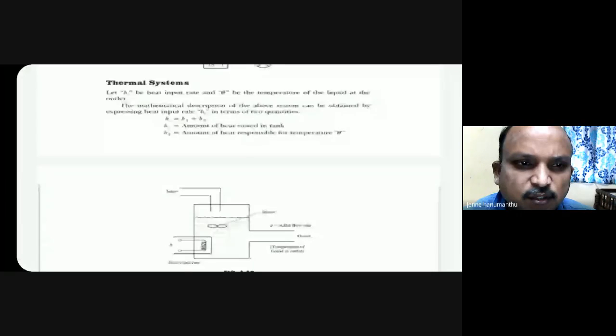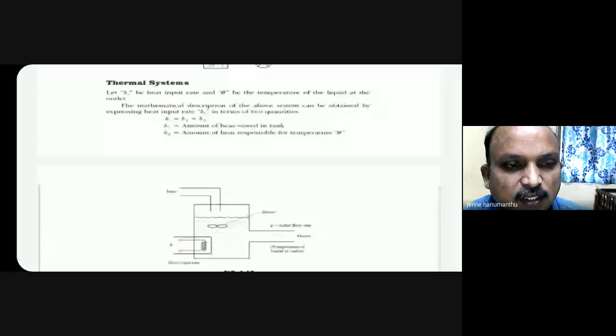Dear students, good morning. Last class we discussed thermal systems, that means what are the characteristics of the thermal system, and how do we represent the thermal systems, the liquid systems, into mathematical models. So today we will see another system like thermal.